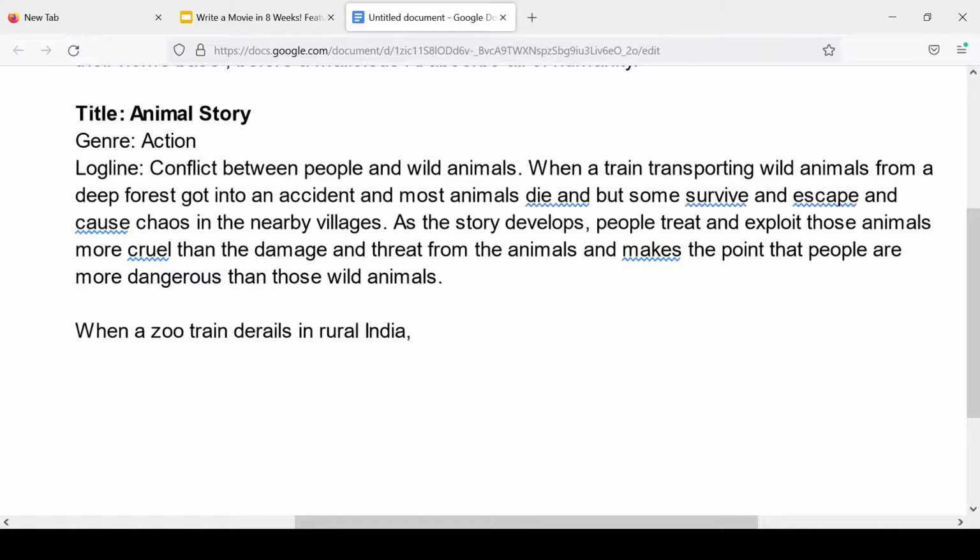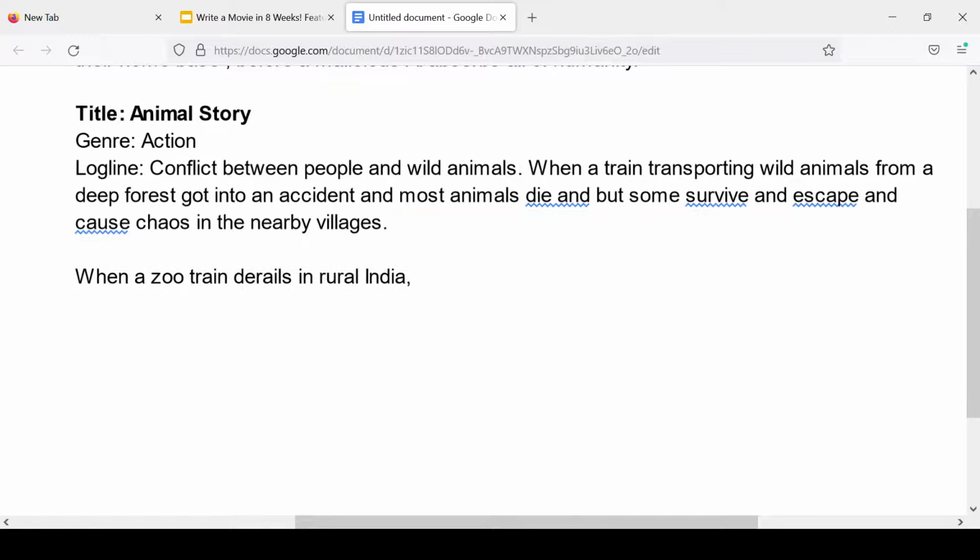Yeah, you don't need to have all the answers right now. But for the purposes of a logline, you don't really need to tell us the themes of the story. We don't need to suggest the point that it's going to make. I think that we just need to say what's happening in the story. So I would lose this last line here, and I would reframe this sort of like when a zoo train derails in. Did you say it was rural India?